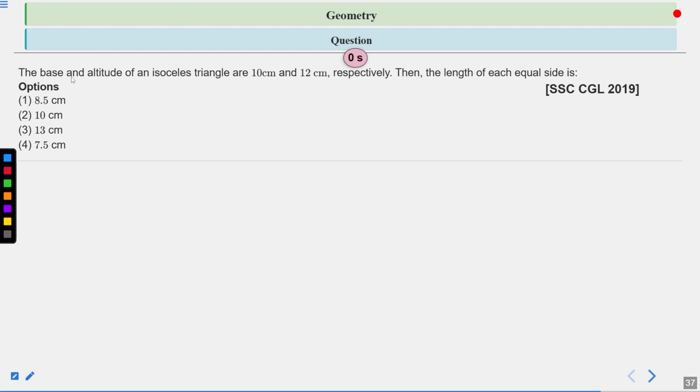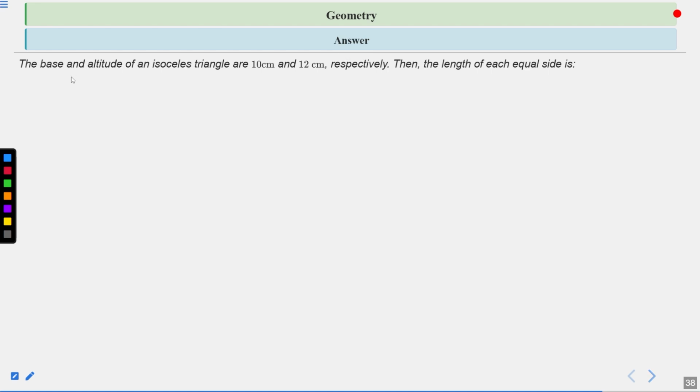Now time's up. Let's see the solution of this question. The base and the altitude of an isosceles triangle are given, which are 10 centimeter and 12 centimeter. So we can calculate the length of each of the equal sides. The correct answer of this question is the third one, which is 13 centimeter. Now see the detailed solution using concept 18.3.1 in this question.